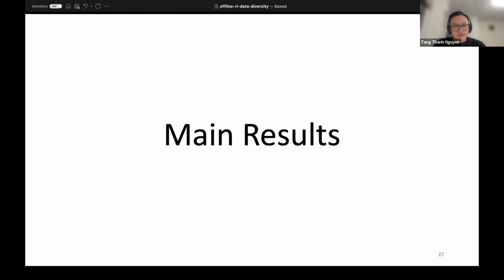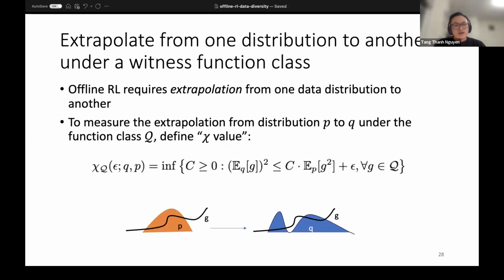So now let's go to the main results. Given that we have presented the main algorithmic framework of our work, now we will talk in more detail about data diversity in the paper. Let's first talk about a concept we call the chi value. It tries to measure the extrapolation from one distribution to another under some witness function class.